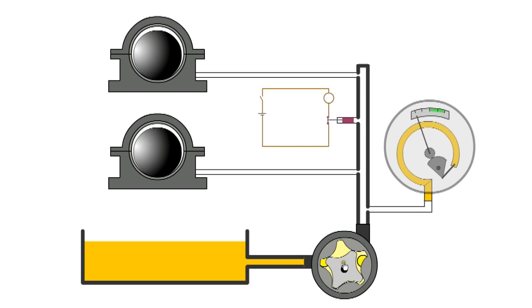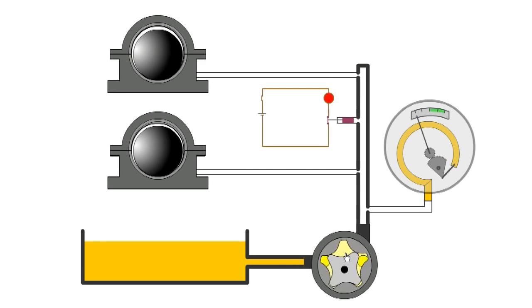In this animation we show a lubrication system, two bearings, a pressure gauge, pressure switch, ignition switch, battery, oil warning light and gerotor oil pump. Again, this is a positive displacement pump. For each revolution, a fixed amount of oil is drawn in and forced through the outlet.